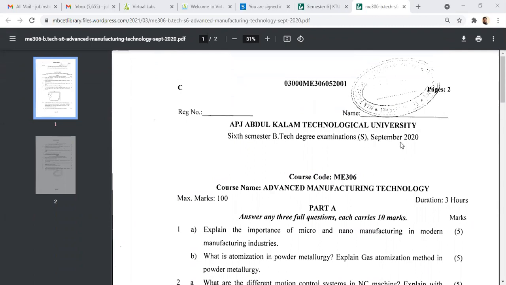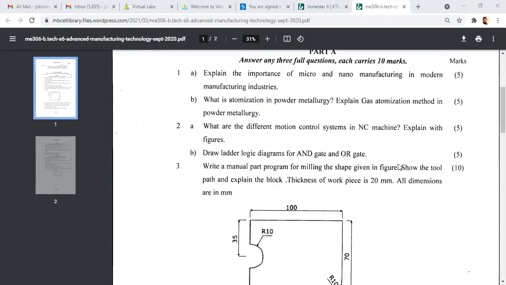This is the September 2020 question paper, and the question is question number 2A. What are the different motion control systems in NC machine? Explain with figures. So, different motion control systems in numerical control machine, explained with figures. Five marks.